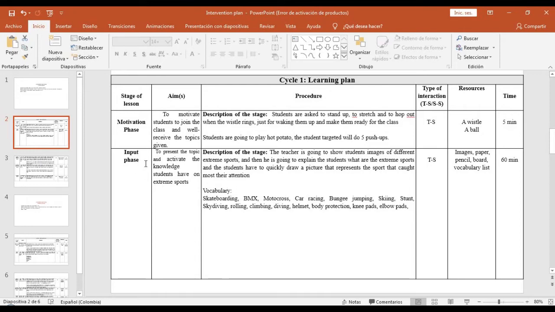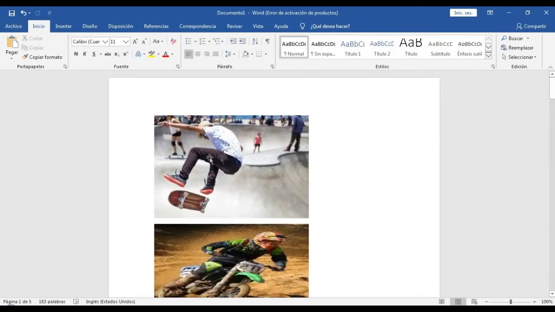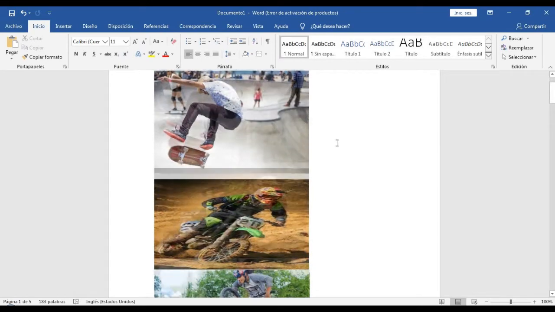Now in the input phase, the aim is to present the topic and activate the knowledge students have on string sports. Let's follow up with the explanation of this stage. The teacher is going to show students images of different string sports, and then explain what string sports are, and the students have to quickly draw a picture that represents the sport that caught most of their attention. Here I have some images that I have for showing them.